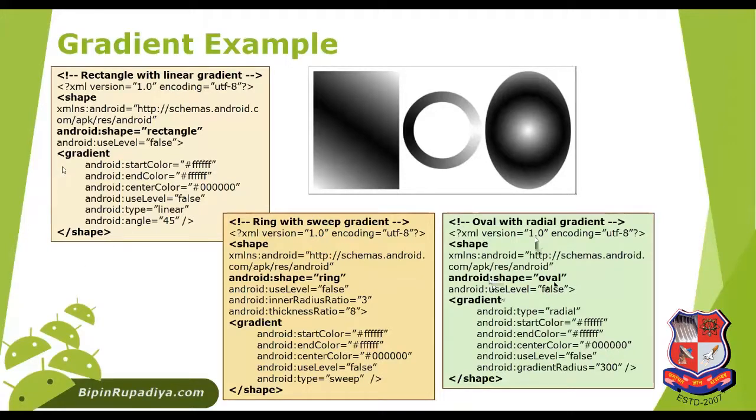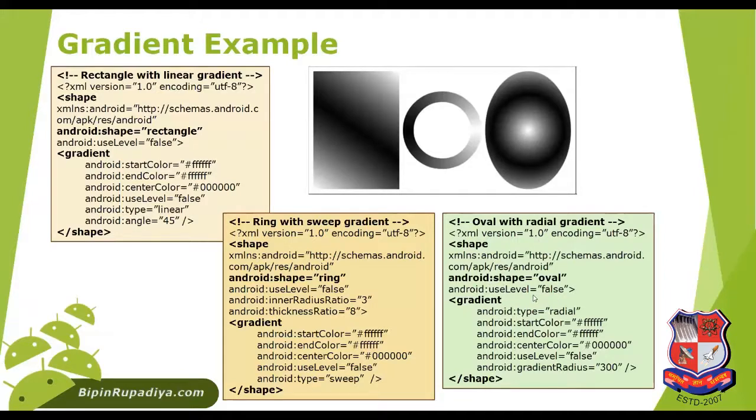Now just see, in a shape we are using one property, useLevel, right here. Again, in this shape useLevel is there, and again here we have specified useLevel. In each case, we have specified useLevel false.